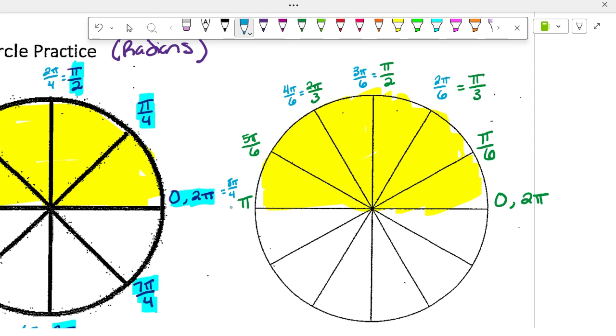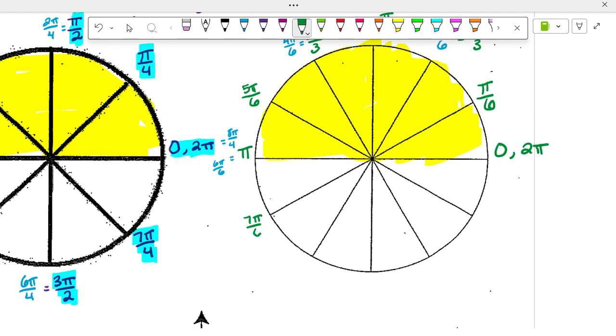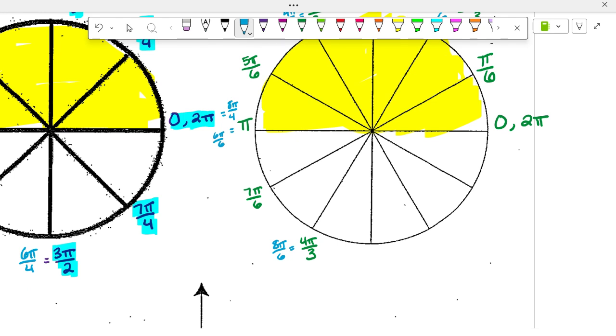If I add another sixth, that would give me 6 pi over 6, which is still just pi. If I add another sixth, what would that be? 7 pi over 6. If I add another sixth, what would that be? 8 pi over 6. And what does that simplify down to? 4 pi over 3, yes. All right. Add another sixth. What would that be? 9 pi over 6, which simplifies down to what? 3 pi over 2.